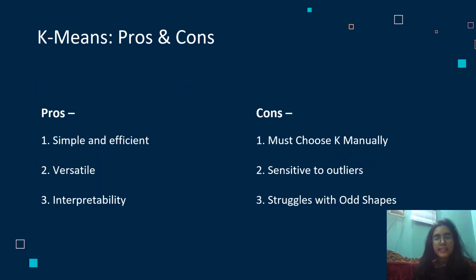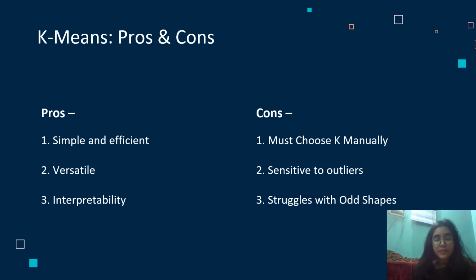Finally, let's see the strengths and limitations of K-means. On the positive side, K-means is simple to understand and implement. It's computationally efficient even for large datasets. It works well when the clusters are spherical or clearly separated.